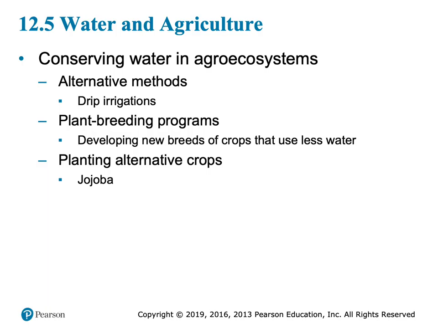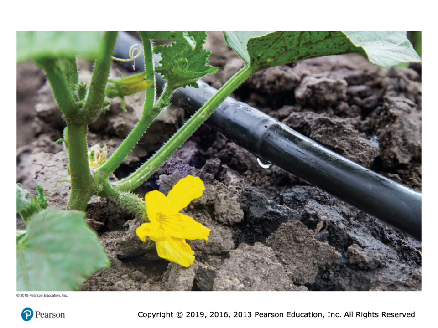This is a look at a drip irrigation system, just showing how these systems deliver water directly to the roots of crop plants, and these systems use water about 5 to 10 times more efficiently than any other conventional irrigation system.